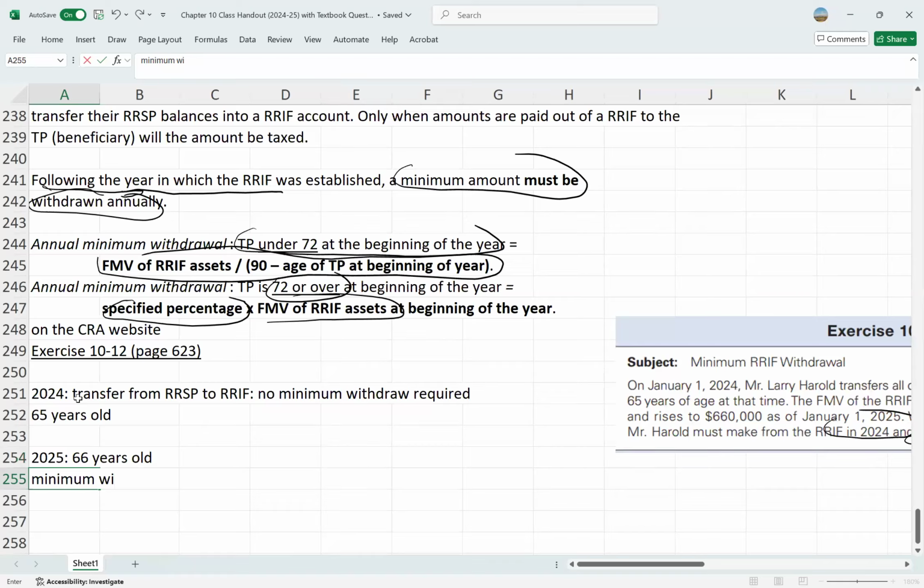And so the minimum withdrawal amount will be based on the formula where we take the fair market value of the RIF assets at the beginning of the year, which was 660. And then we divide it by 90 minus his age at the beginning of the year, which was 66. So that's going to be 24, right? 660 divided by 24. So his minimum withdrawal is going to be 27,500. And this will be again added to 3A as pension income.